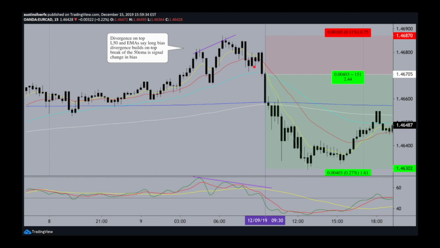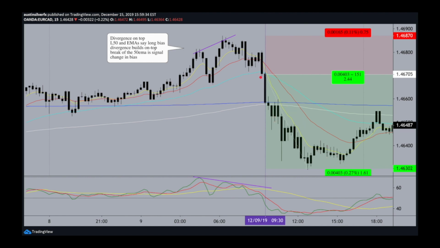So then, yeah, maybe you're looking for longs in here as a D1 idea because of the perfect L50 and the EMAs, but it doesn't work out. Whether you get in or not, this breaks the 50 EMA with divergence on top, which sets your stop at the pin high of the divergence structure, 16.5 pips, and this falls through the 800, through the 200, 40 pips by the end of the day.